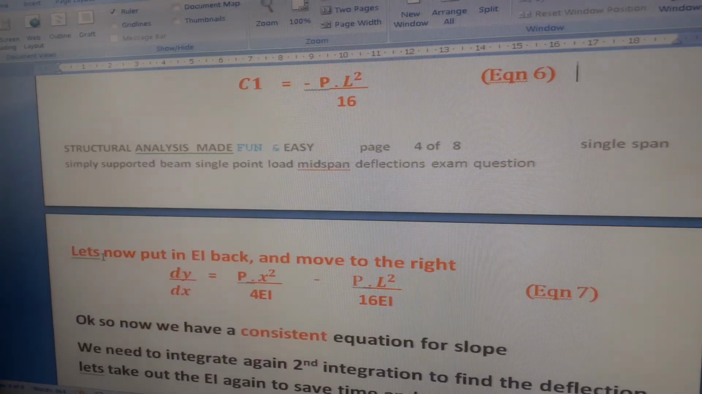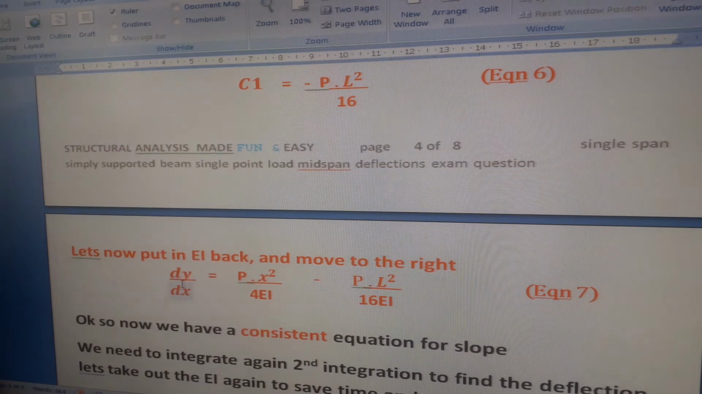So if we want to have a final equation for the slope throughout the beam, let's now put EI back, because we took it out just for convenience. So EI would go back on the left hand side. So if we want to take it to the right hand side, we've got to divide both terms by EI.